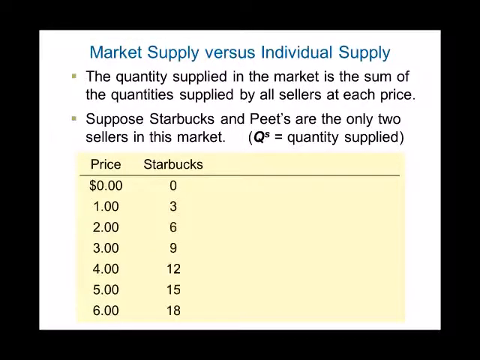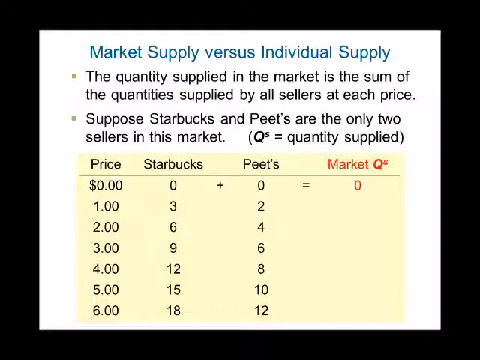In that case, this is the supply schedule of Starbucks. Now let's say we ask Peet's what is the amount they're willing and able to supply to the market at different prices. Again, just like on the demand side, Peet's quantity supplied is different from that of Starbucks, which shows that Peet's may not be able to supply as much as Starbucks for each and every price. After that, for each price, we ask how much the market is going to supply.